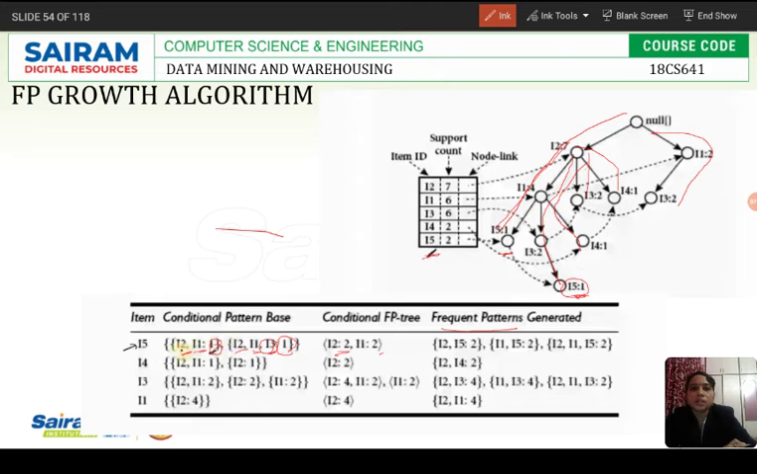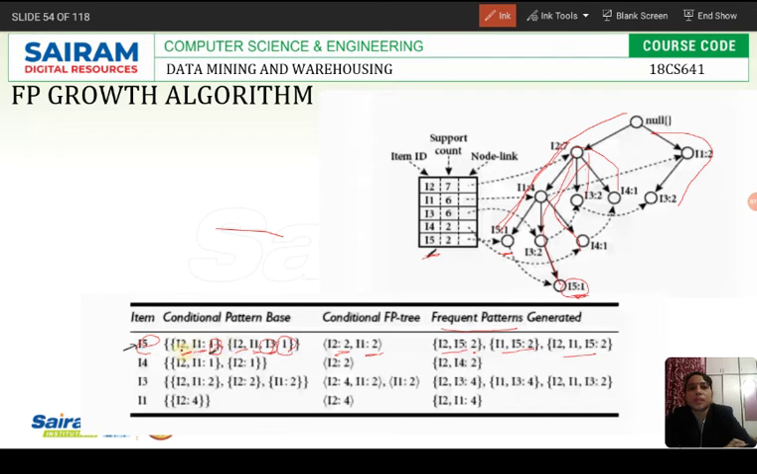Now we have to generate the frequent patterns. So see here, we have to write these items along with item 5. Item 2 is there, so I am writing item 2, item 5. How many times is it occurring? Twice it is occurring. I2, I5: twice. And I1, I5, how many times is it occurring? See here, I1 twice. So I1, I5: twice.